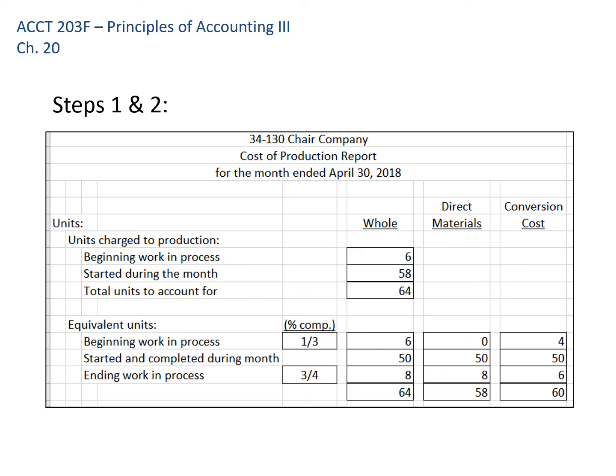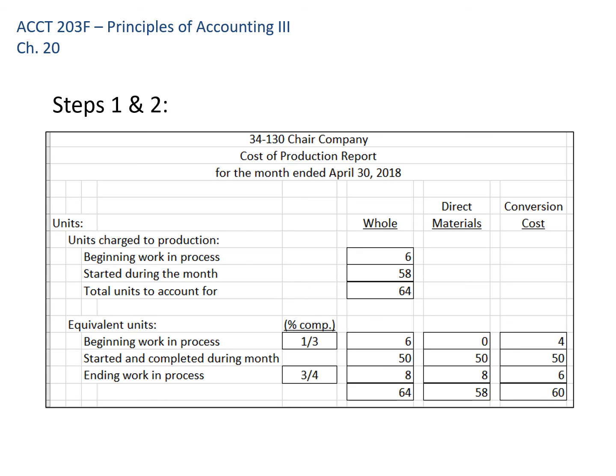So in this case, step 1 is to do that top section. I started with 6 chairs in inventory. I started 58 during the month in this example. So I have 60 that I'm responsible for. Okay. And then the next section deals with the calculation of equivalent units of production. And now I've got a column for direct materials and a column for conversion cost, and that first column is whole chairs. So I had 6 whole chairs. I started and completed 50, and I have 8 in ending work in process.